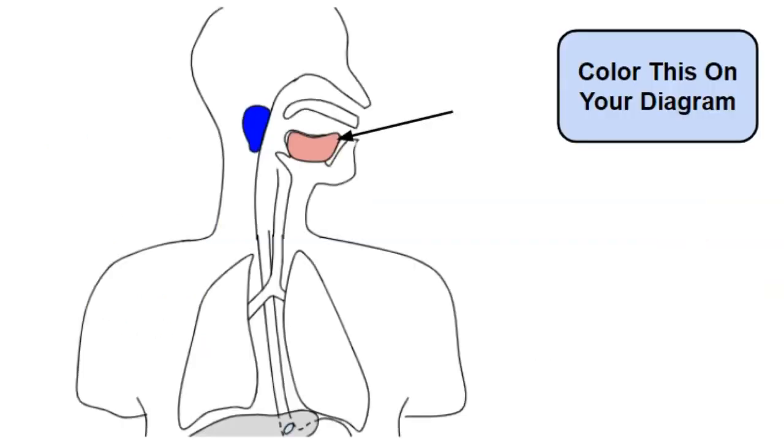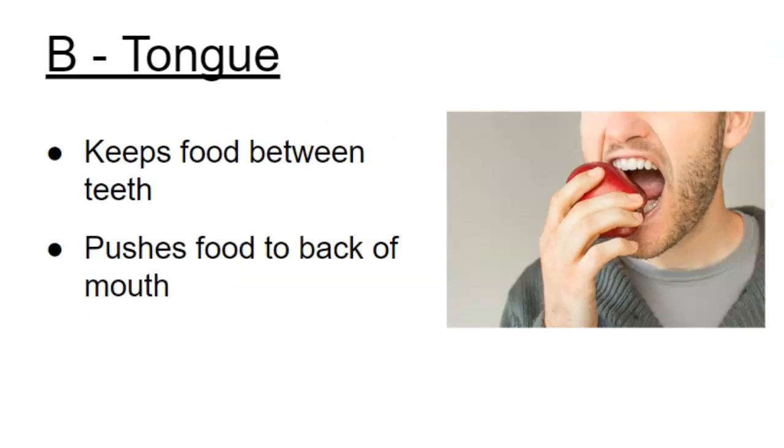Next up, we've got this guy. What do you think this is? This is the tongue. Yeah, so the tongue here, why do you think we need a tongue? We know it helps us talk, helps us taste, but how does it help our food? Your tongue actually keeps the food between your teeth. It moves food around, so it can keep it within your teeth. It can help push it to the back of your throat when you swallow. So the tongue is there to help move the food around.